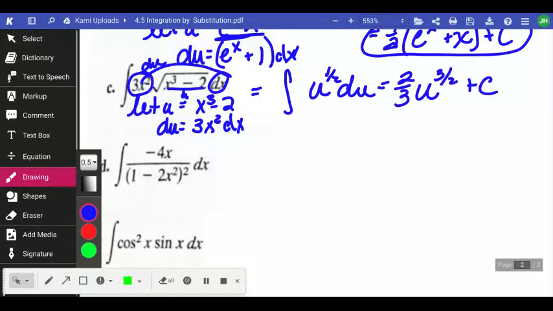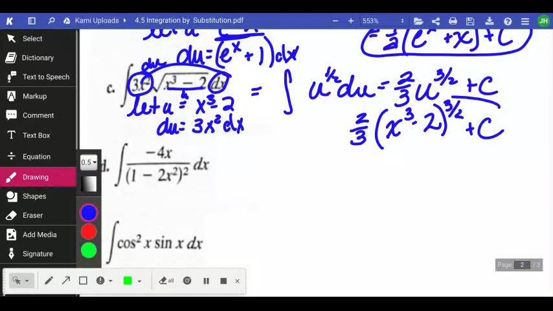Very good. 2/3 u to the 3/2 plus c. So I increase the power by 1, divided by 3/2, which means I multiply by 2/3. Then I'm going to go ahead and plug in my function. And I will have 2/3 x cubed minus 2 to the 3/2 plus c.